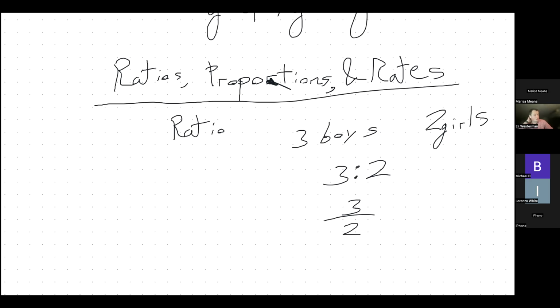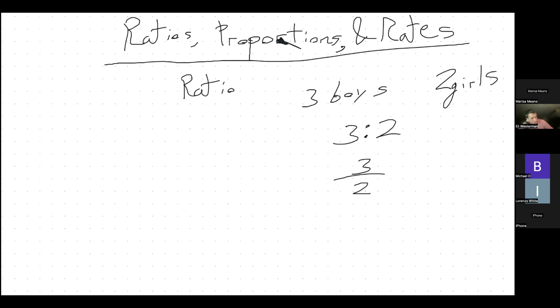Let's say we had a class and we had 15 computers and we had 27 students. And I wanted to know, what is the ratio of computers to students? You could write 15 to 27.